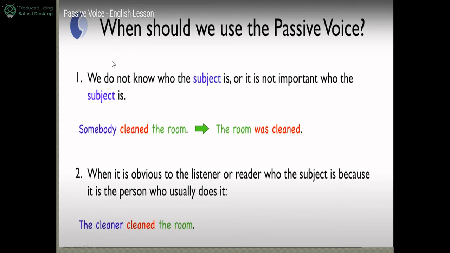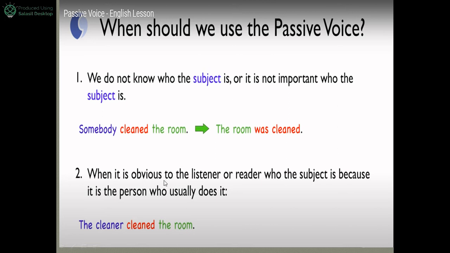Now, when should we use the passive voice? Here we have 2 points. First, when we do not know the subject. Somebody cleaned the room. The room was cleaned.